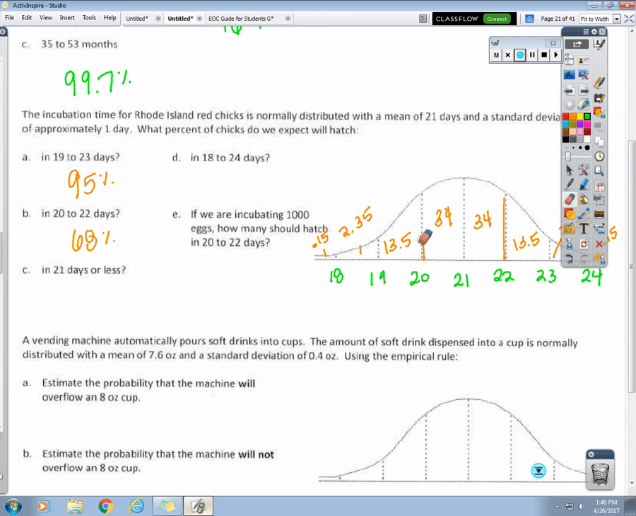Shh, guys, focus. Then the next section says 21 days or less. So that's from the middle backwards. How much data is there? 50%. That's half of the curve.